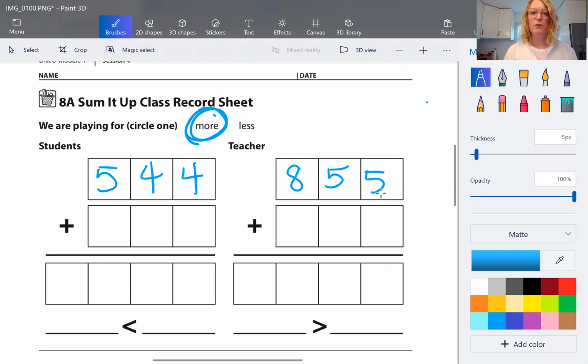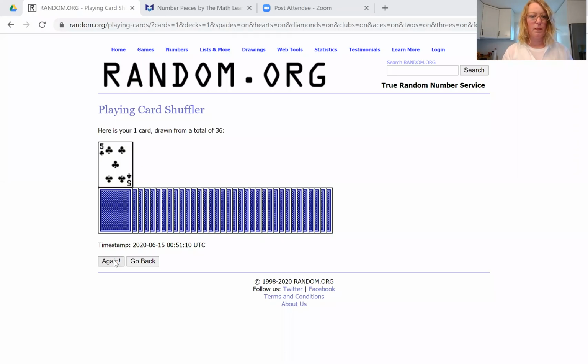So let's go back to our card generator and draw 2 more cards. Okay, I got an 8, and you got a 6.